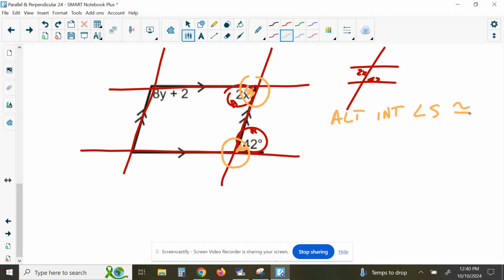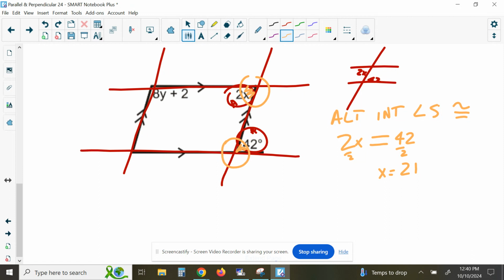And we know alternate interior angles are congruent to each other. Congruent means what? Same, equal. So you should have put an equal sign in between the 2x and the 42. And that guy's easy to solve, right? Okay, what do you got to do here? Divide by 2, and you get x equals 21.